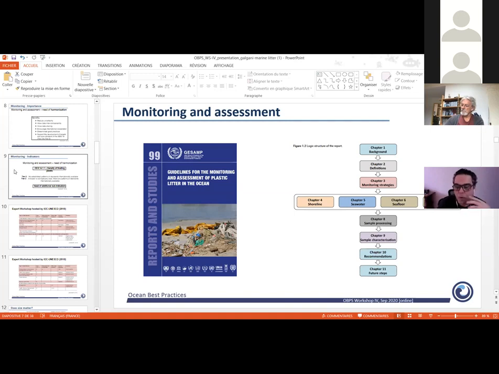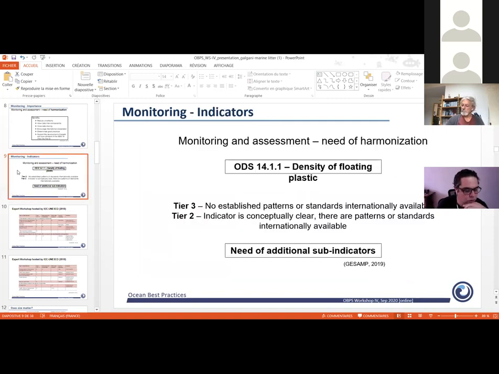So this is the report. It's available on the GESAMP website. And then we discussed it. Please, Francois, the next one. This whole exercise was closely linked to SDG 14.1.1. Sorry, it's in Portuguese here.